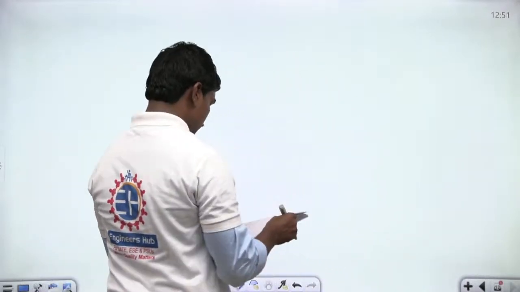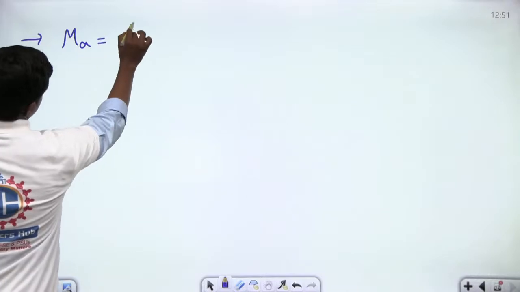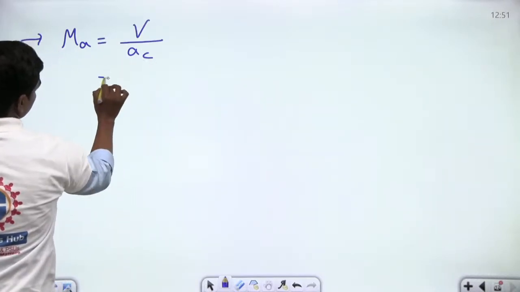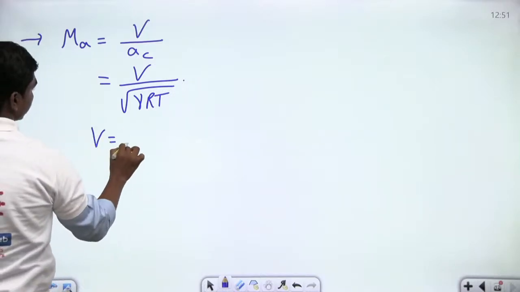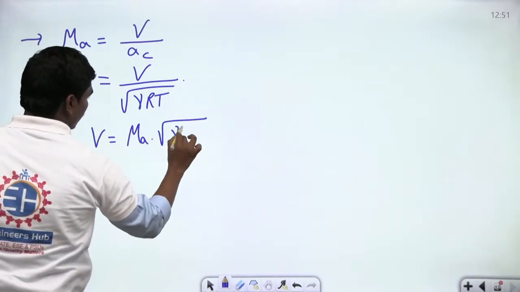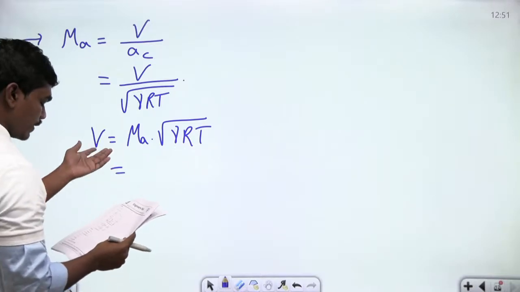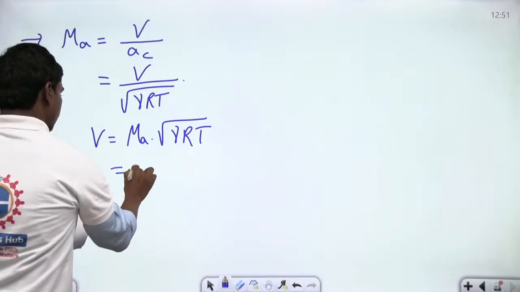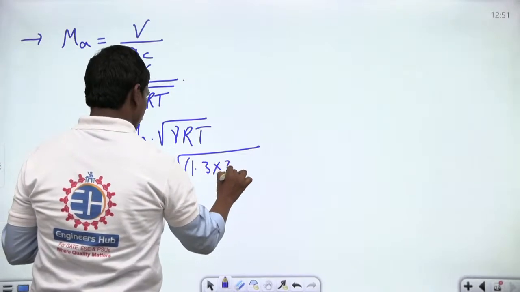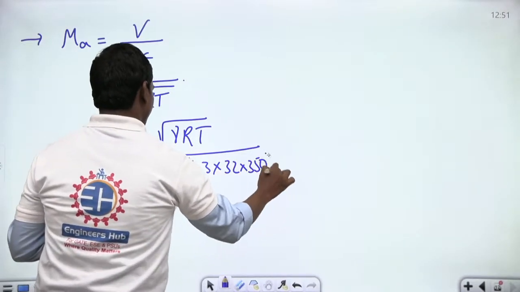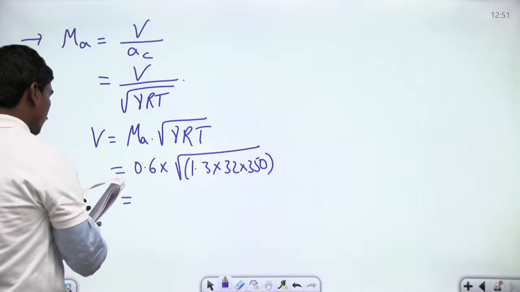Next, Mach number question is given. So Mach number is basically your actual velocity divided by the acoustic velocity, and acoustic velocity is square root of gamma RT. So you can find the actual velocity using this. V is equal to Mach into root of gamma RT. Mach number is given, temperature is given, R is given, gamma is also given. So if you calculate, this is 0.6 into square root of 1.3 into 32 into 350. This is equal to velocity, you can just calculate directly 228945.